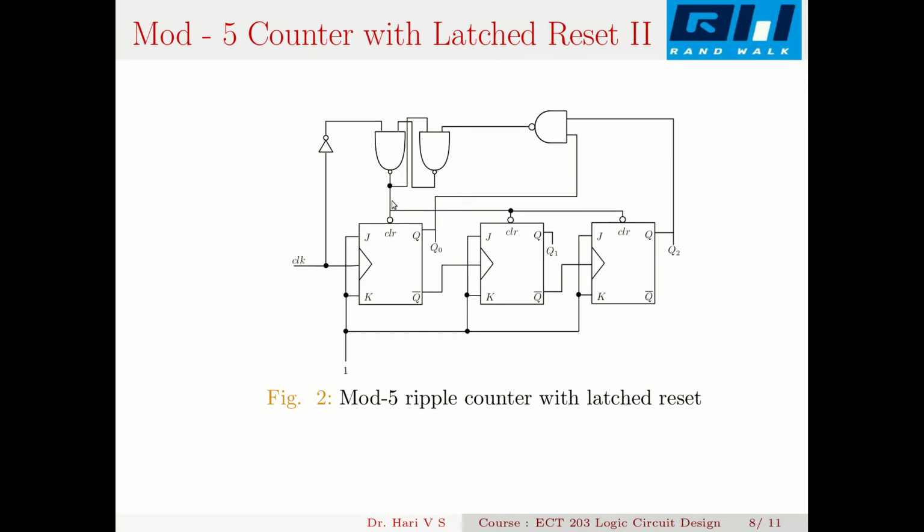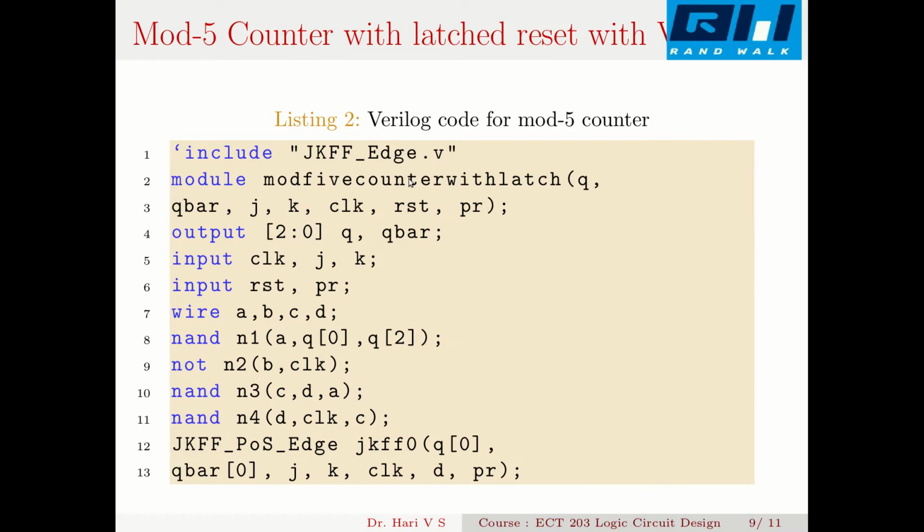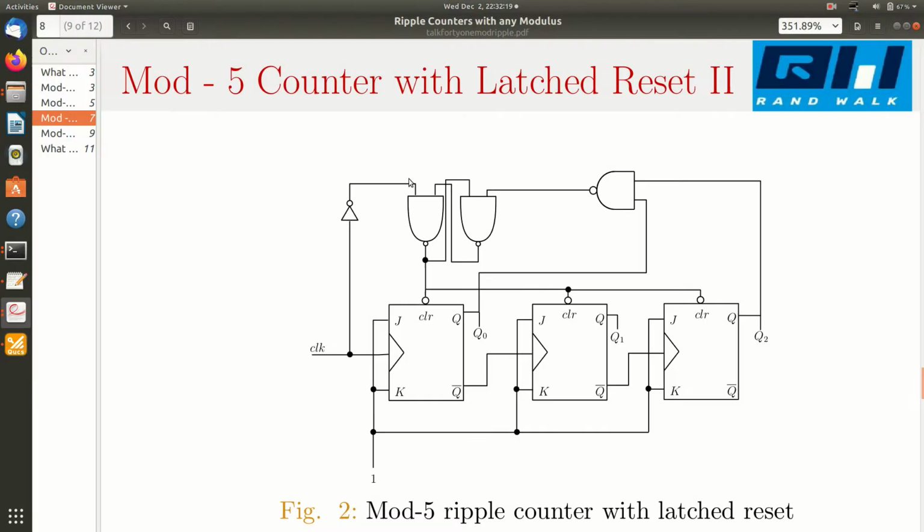Half the clock duration is fairly large enough to clear all flip-flops, because the clearing delay is usually much smaller than the clock duration. So what this latch does is it ensures that the resetting signal stays at this common resetting terminal for half the clock cycle. So this is how I overcome the problem of false resetting. So let us see this simulation in QUCS.